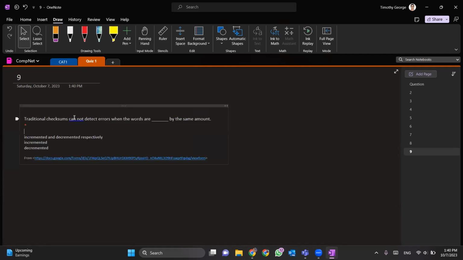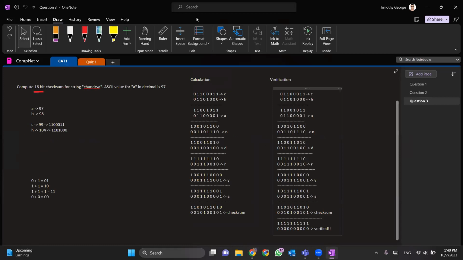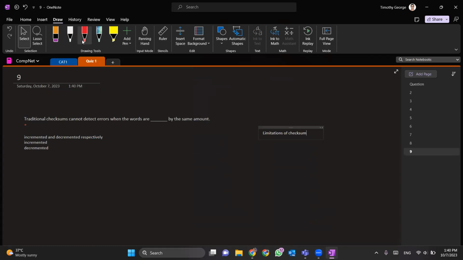Traditional checksums cannot detect errors when the words are dash and dash by the same amount. So this is a question on limitations of checksum. Let me go back to the checksum that we calculated. What you see here is it doesn't really matter what these numbers are. Whatever these numbers begin as, when you add them, you get something. You take the ones complement, you get the checksum. If you notice, you can actually see a loophole.